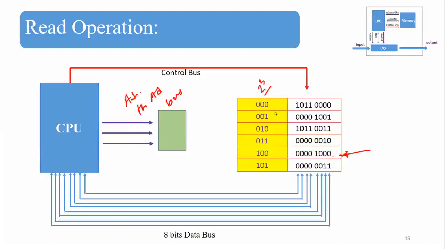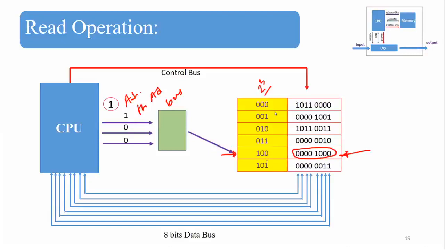So we have 3 steps. First step is the CPU sends the address from where it wants to read something, from the address bus. Let us say we want to get the content of this address. We want the content of this address.